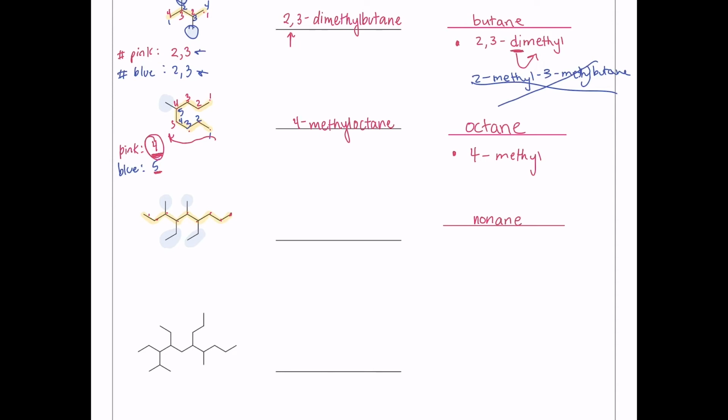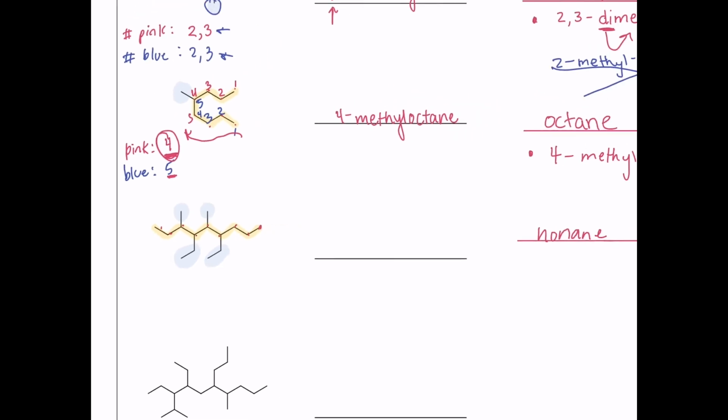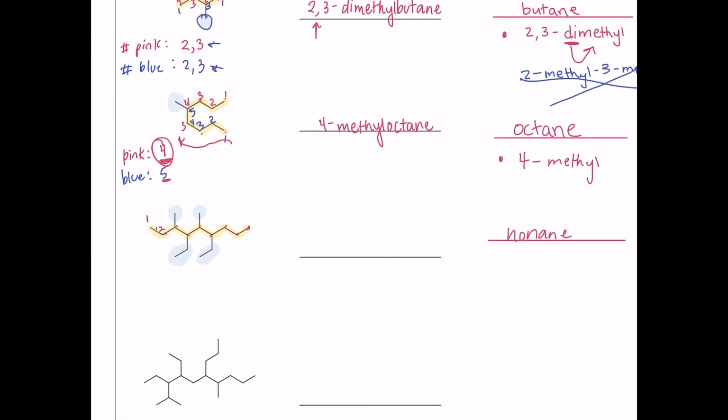Now the question is how are we going to number it? Nonane. How are we going to number it? So we can do 1, 2, 3, 4, 5, 6, 7, 8, 9. So if we number it the pink way, we have a substituent at 3, 4, 5, and 6. They are different substituents. Some of them are methyls and some of them are ethyls, but that doesn't matter when we're picking the numbering system. We're just trying to figure out which ones will give us the lowest number.